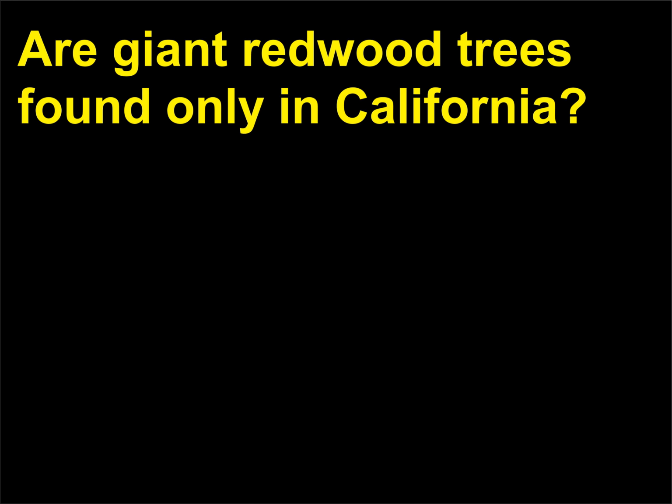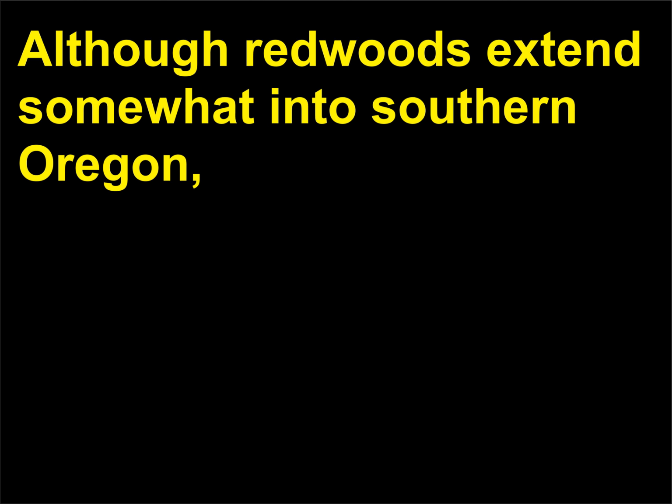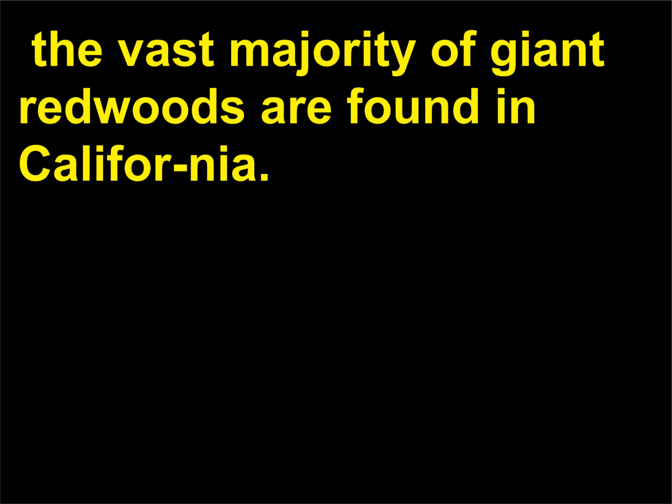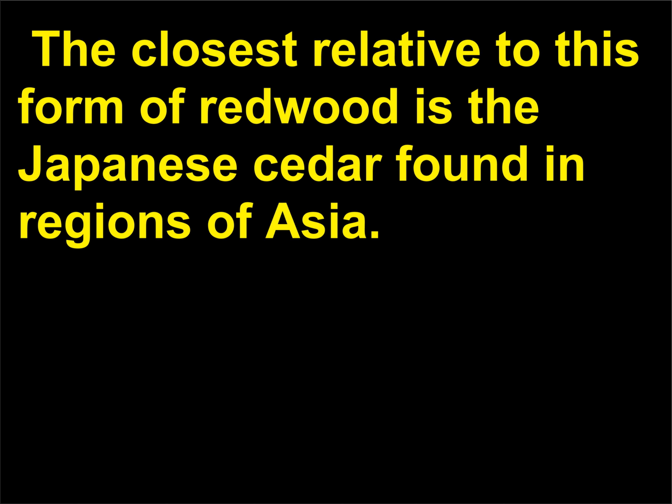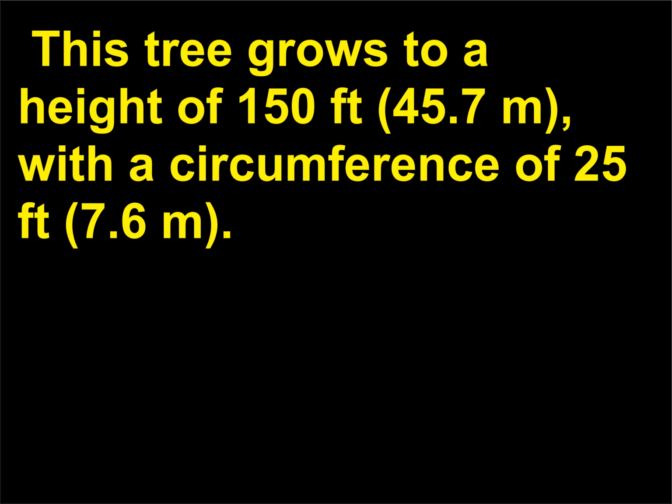Are giant redwood trees found only in California? Although redwoods extend somewhat into southern Oregon, the vast majority of giant redwoods are found in California. The closest relative to this form of redwood is the Japanese cedar found in regions of Asia. This tree grows to a height of 150 feet (45.7 meters), with a circumference of 25 feet (7.6 meters).